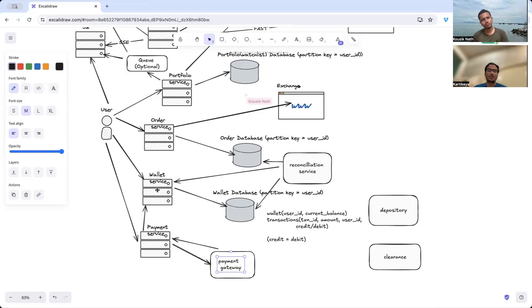So what we have done here is, when the user made the call to the wallet service to update the wallet, in the very first call we made a transaction ID, and this transaction ID is going to be used as an idempotency key in our whole system. So that there is no scope of duplication anywhere. Got it.